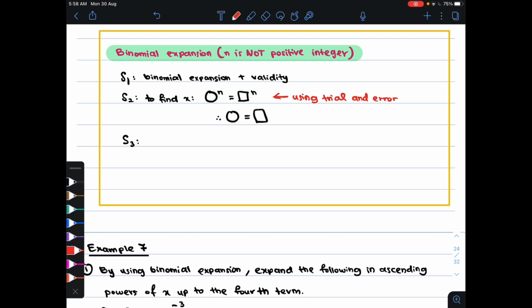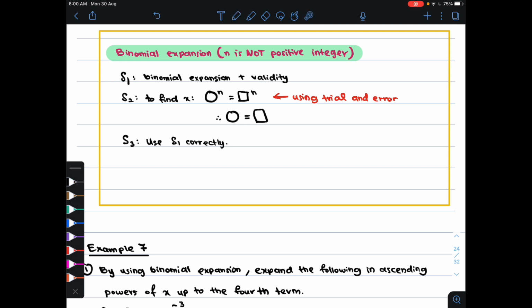So, dekat sini kamu guna trial and error. So, bila kamu solve ni untuk dapat nilai x, always double check dengan validity. So, kalau x kat sini katalah 2.3 and the validity is x between negative 2 and 2, so you know that x equal to 2.3 is wrong because it is out of the interval. So you should know that your trial and error here is wrong. Okay, so this means that you need to do another trial and error in order to get the right value of x.